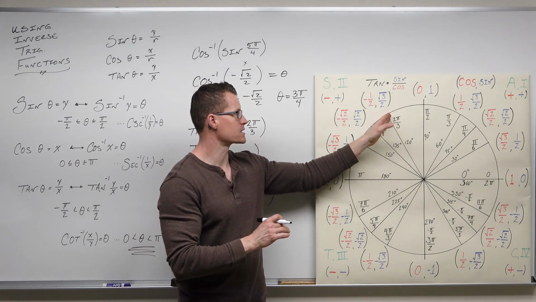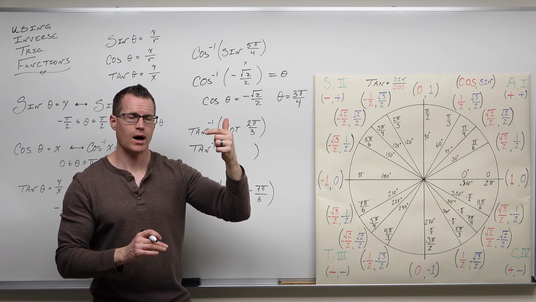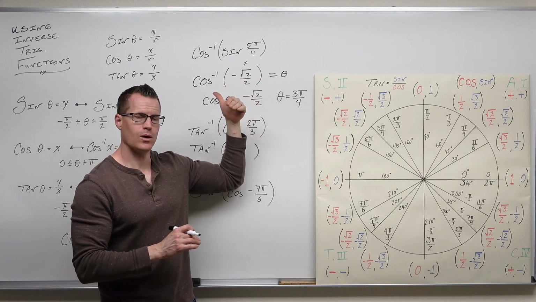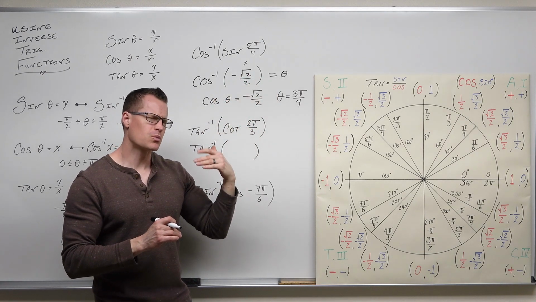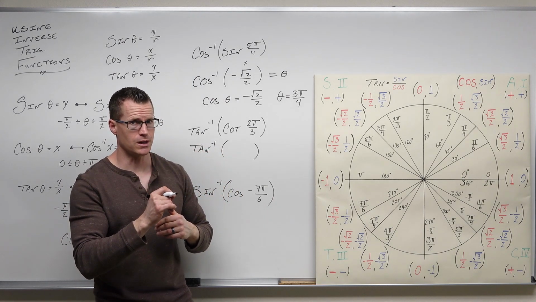So 2 pi over 3 says cotangent, instead of y over x, takes x over y. Negative 1/2 over square root 3 over 2. If we rationalize and we simplify the 2's, we're going to get negative square root 3 over 3.